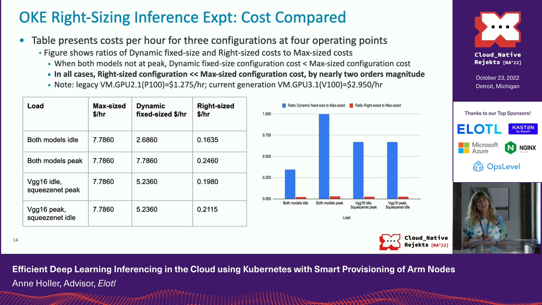And on the right-hand side, you see in the blue the dynamic fixed size compared as a ratio to max-sized. And in the red, you see our right-sized compared to max-sized. So first of all, what you see is dynamic fixed size saves you a fair amount of money when you are not at peak. So that's great. But you get way more savings when you're doing right-sizing in all 4 of the operating scenarios. So almost 2 orders of magnitude savings in cost compared to max-sized.